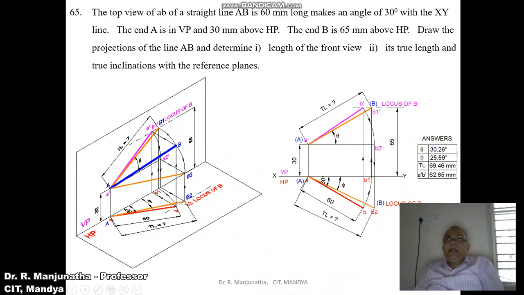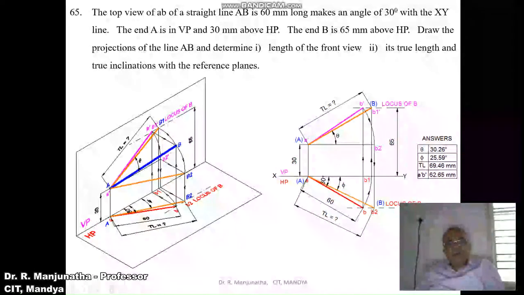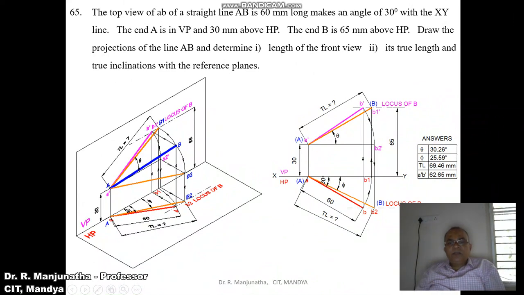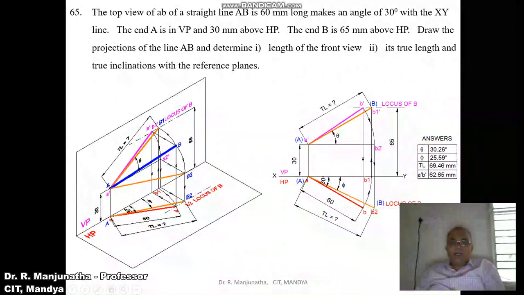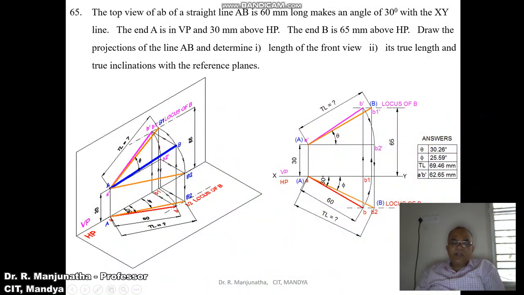Now we need to show the dimensions. Here, you mark this 30 mm, this as 65 mm, and this as 60 mm. You find the true length in the vertical plane, or show it in any one of the planes, because true length is the same in both the vertical plane and the horizontal plane. The true length will be a question mark, so we need to measure the distance. You show the true inclination with respect to HP as theta, and the true inclination with respect to VP as phi.